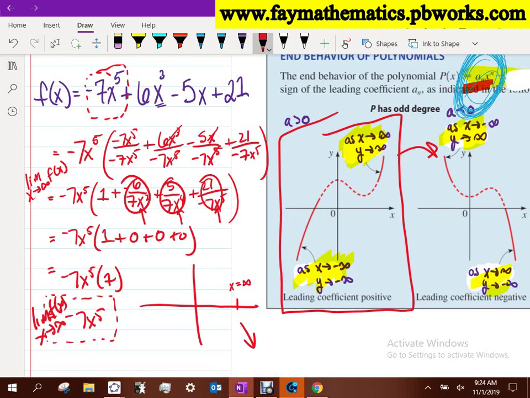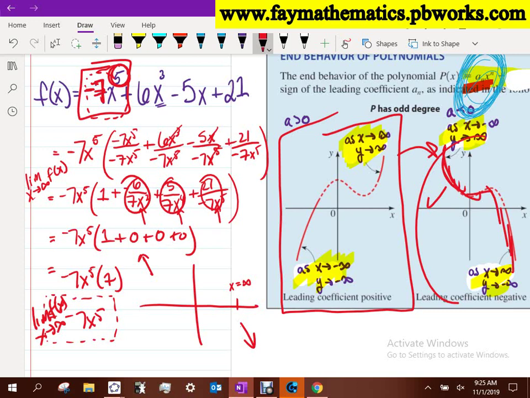When I plug a very large negative number in, and I raise it to the 5th power, what kind of number do you get back? A negative times itself 5 times is negative, right? Multiply it by a negative 7, what kind of number does it turn into? Positive. Is that the exact picture right here? When a is negative, so negative 7 here, and you have an odd degree, is this the end behavior that we get right there? Is that what we demonstrated right here?